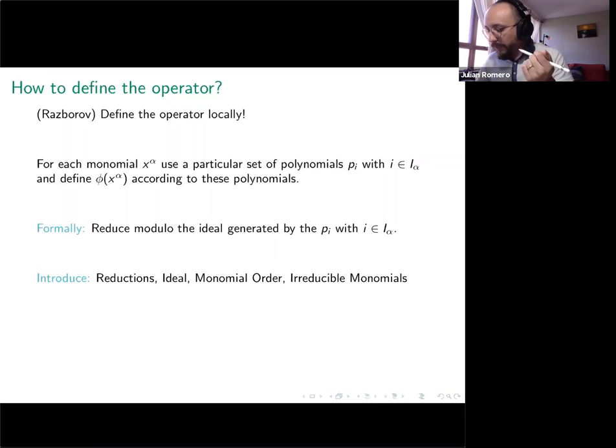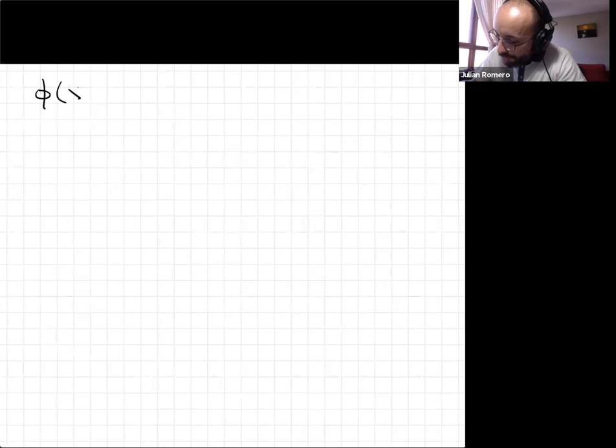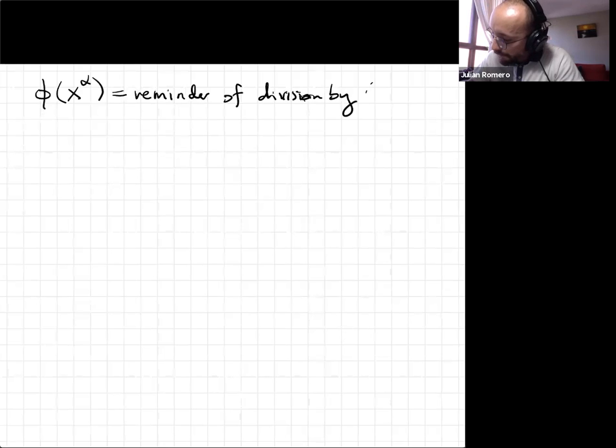And then for that, I need to define to you what an ideal is. Let me just create a new page here. How do I describe this? The idea is to define x to the alpha equal to the remainder of division by this guy over here, by some polynomials that I choose, some particular set of polynomials.